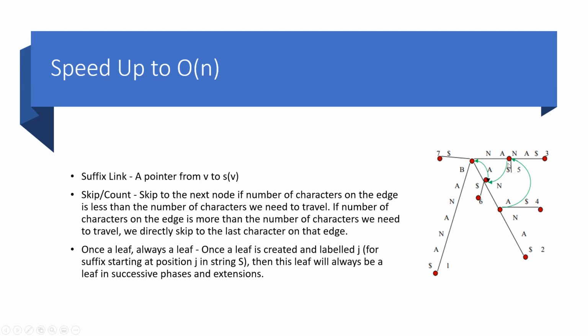And then for this node, it would be NA, where NA is the substring. So if we just chop off the N, we're left with just A. So we go to this node where it's A. And then for this one, it's ANA, where if we chop off the A, it's NA. So we go to this node where it's just NA.